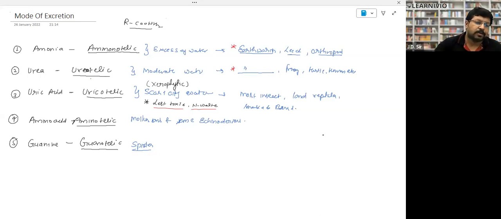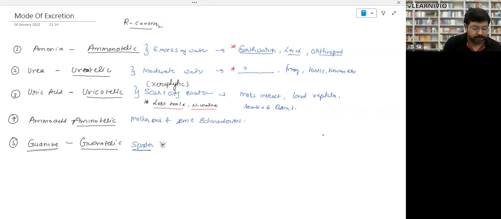Now, aminotelic: there are some organisms which excrete out the ammonia directly. They are called aminotelic, right? An example is molluscans and echinoderms. And last but not the least, which is the most important, there are some organisms which excrete out guanine as a waste product of nitrogen, right? They are called guanotelic, and the example is the spider.